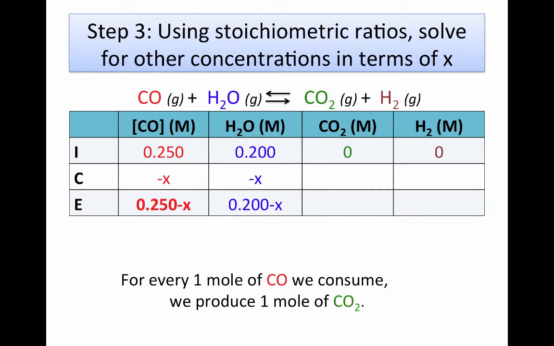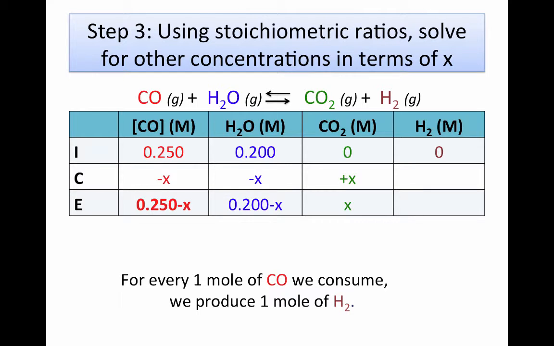Let's move on to our products. For every mole of carbon monoxide we consume, we produce 1 mole of carbon dioxide. Again, I'm getting these stoichiometric ratios directly from the balanced chemical equation. So we have used up X moles of carbon monoxide. Therefore, we are going to produce X moles of carbon dioxide. And so our equilibrium concentration is going to be 0, which is our initial concentration, plus X. So it's going to be X molar carbon dioxide at equilibrium.